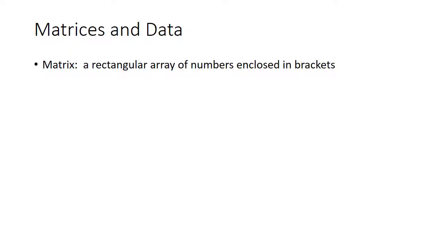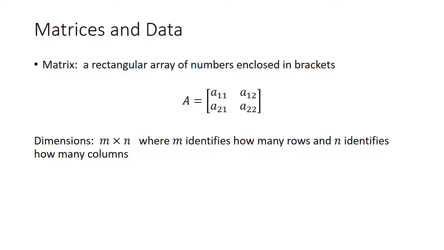So all a matrix really is, is a way of displaying and working with data. It is what's called a rectangular array of numbers, and it's enclosed in a bracket. So it would look like this. This would be matrix A. In this case, it is a 2 by 2. That's going to be its dimensions.